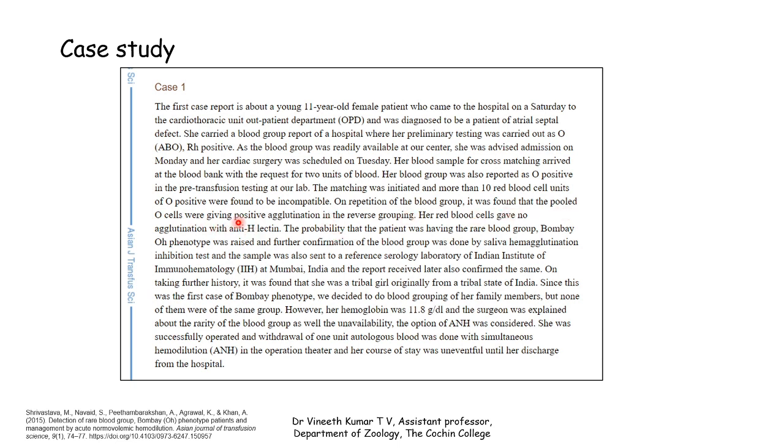On repetition of the blood group, it was found that the pooled O cells were giving positive agglutination in reverse grouping, and her red blood cells gave no agglutination with anti-H lectin. That means when antibody for H substance was added, it did not give any clumping. With that, they confirmed that the patient had a rare blood group, which was named the Bombay phenotype. This is the particular case which was reported first.